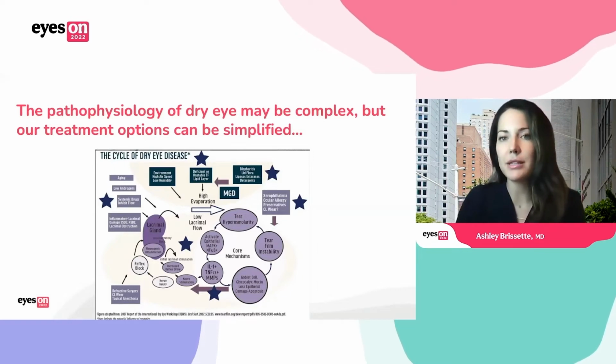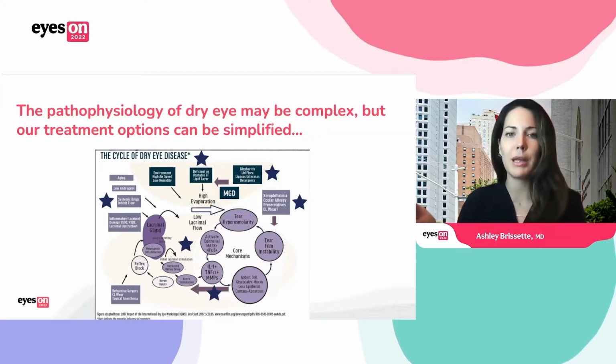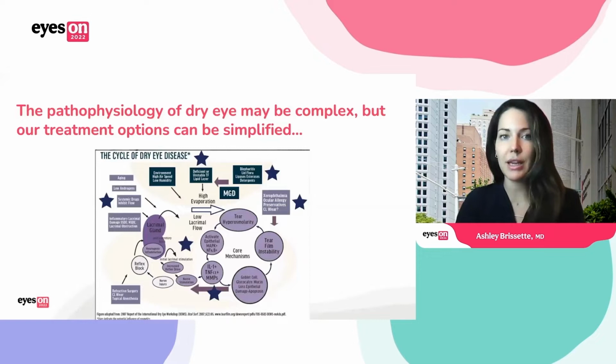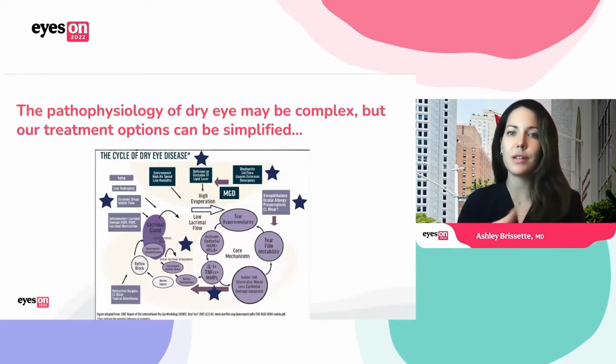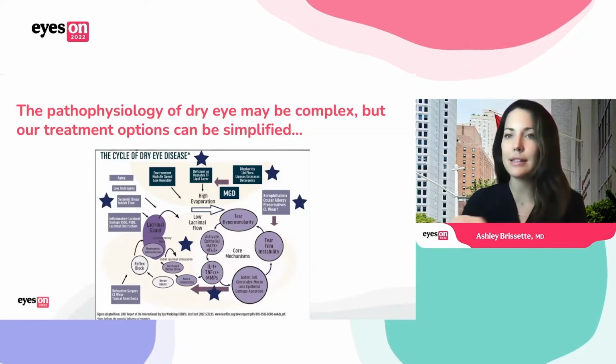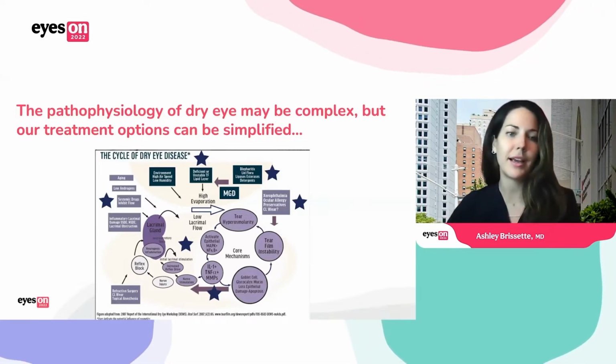But our treatment options can be simplified, and there really is a wonderful way that you can start to organize your treatment plan for patients so that you can, one, involve the patient in decision-making about their care, and two, start to really simplify and streamline efficiency in your clinic so that you can see these dry eye patients, you can educate, and you can come up with a treatment plan that's specific and customized to them.